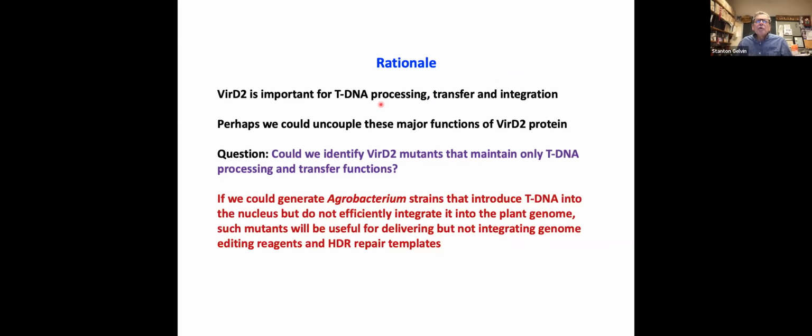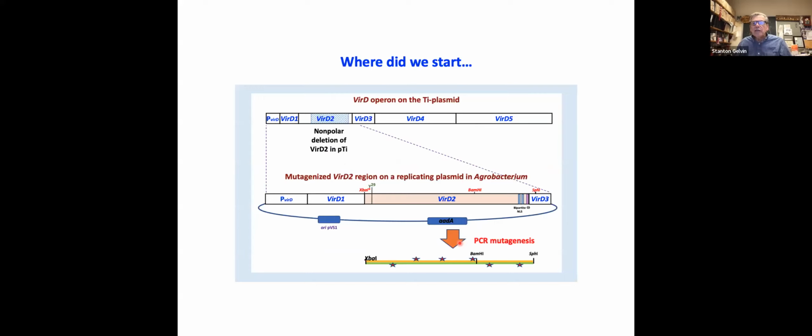So VirD2 is important for processing in the bacteria, for transfer to the plant, and also integration. And the thought is maybe we can uncouple these major functions. Could we identify VirD2 mutants that maintain only T-DNA processing and transfer functions, but lose the integration function? And this would be very useful for making plants that are edited but don't integrate the T-DNA, the genome editing reagents, into the genome. So this is how we went about doing this.